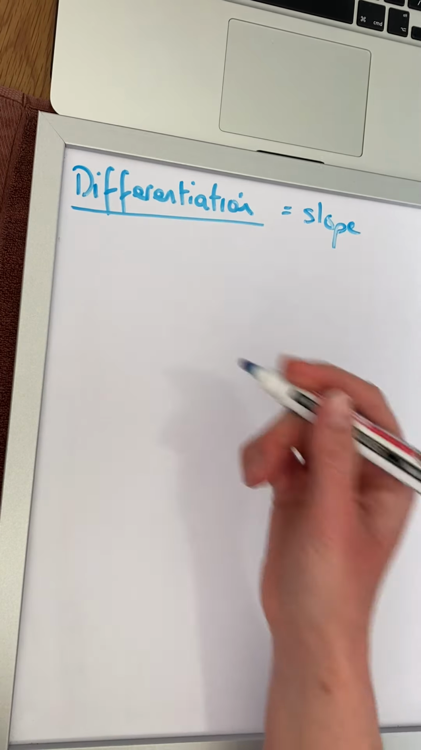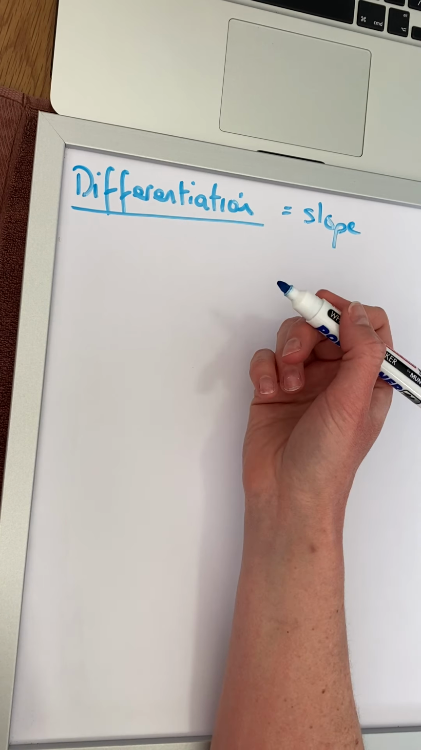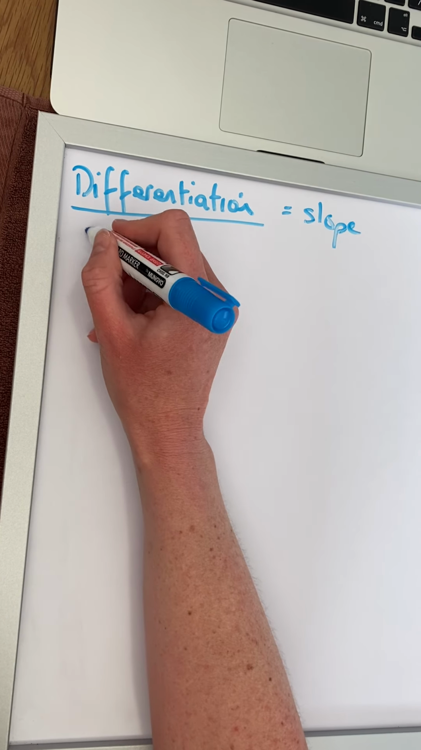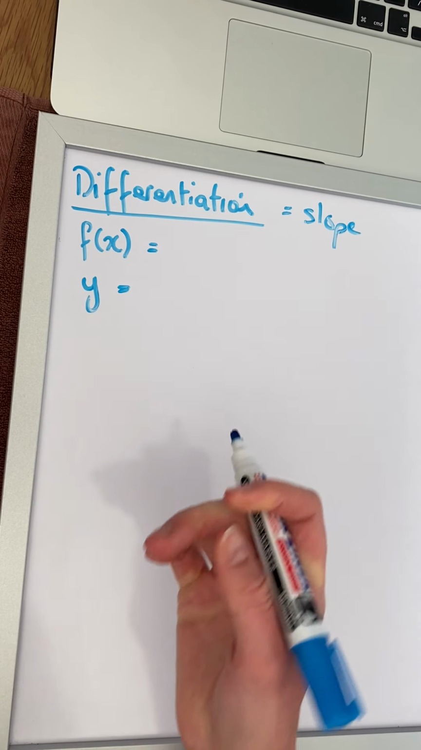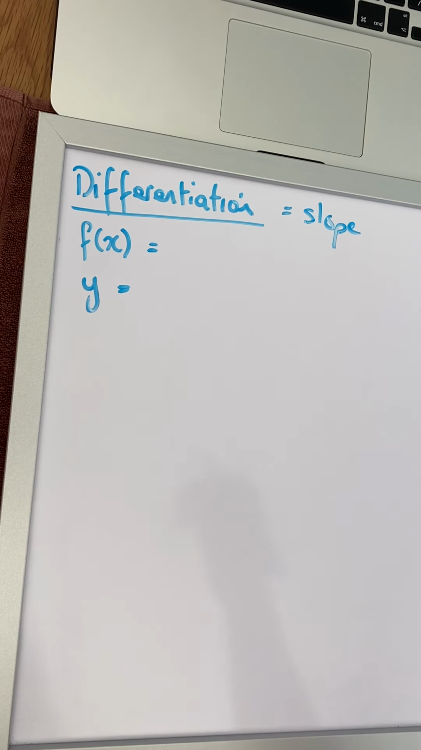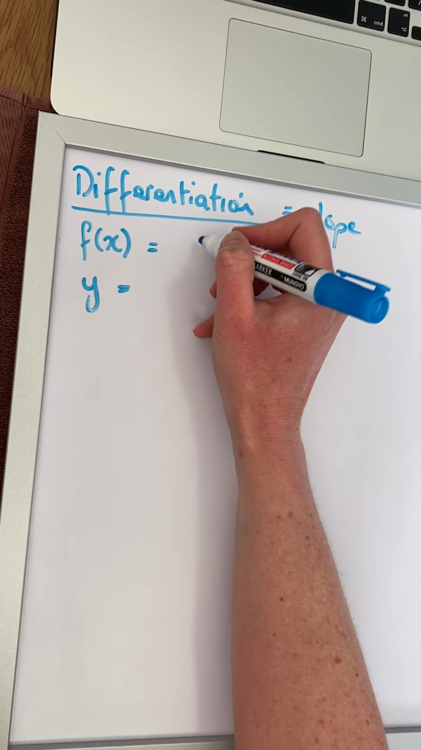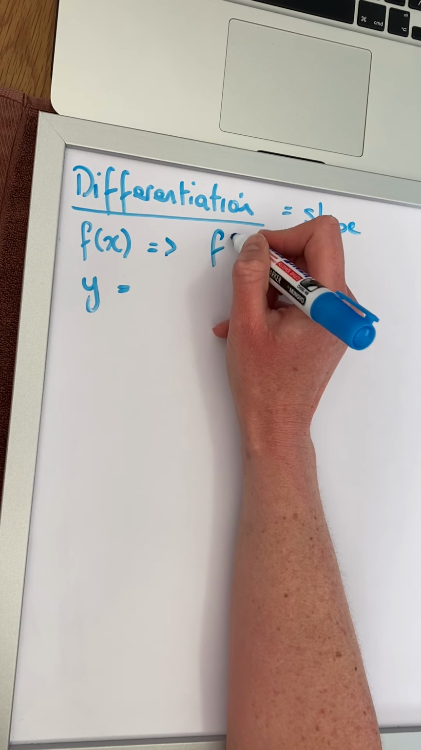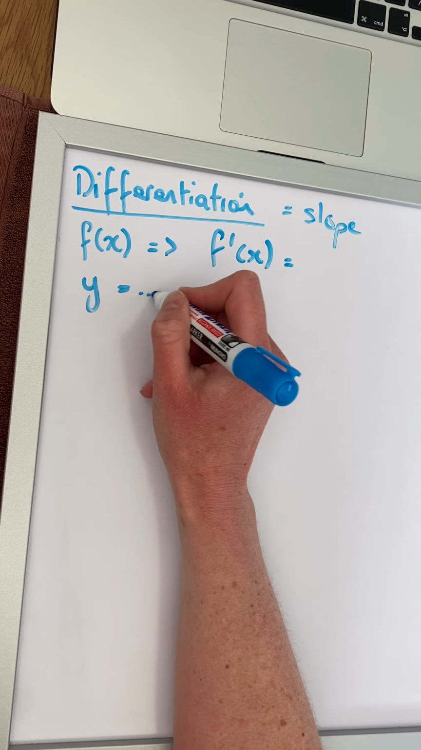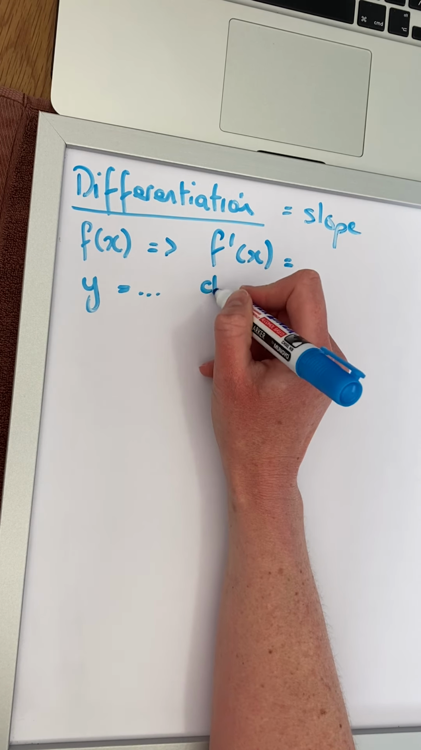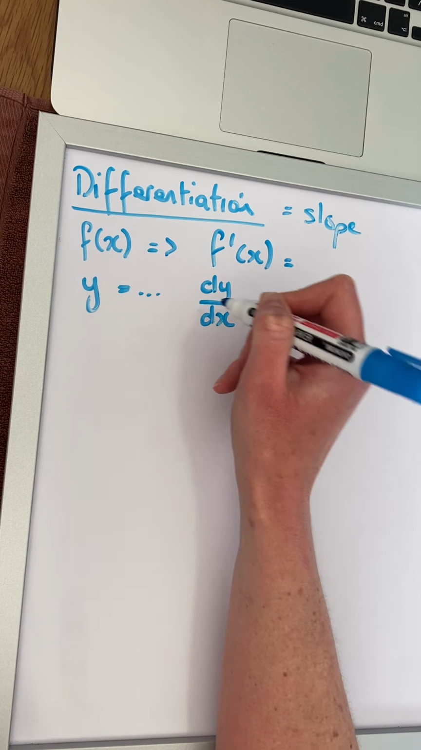Similar to functions, in functions we have several different ways of representing a function. We can say that f of x is equal to our function, or we can say that y is equal to our function. That's just two of the different ways. Differentiation is the same. In first principles we looked at the derivative as being f dash x, whereas when we're looking at y is equal to something, our derivative is represented by dy dx.